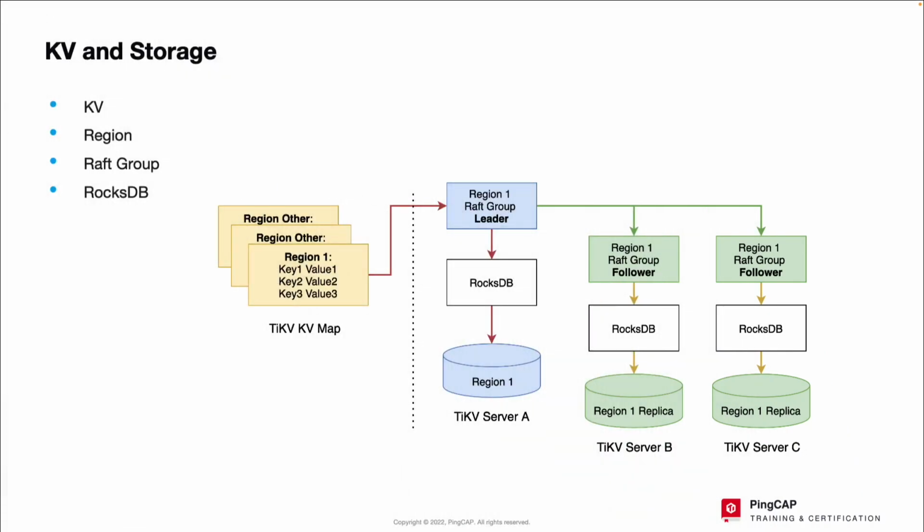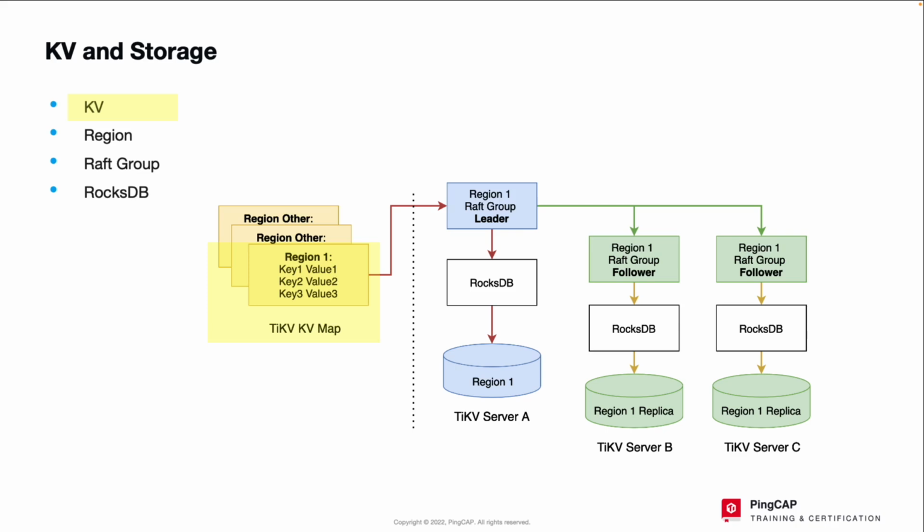We have learned that TiKV is a key value model. TiKV provides an order traverse method. Key value pairs in the map are ordered according to the binary order of the key, meaning you can seek the position of the key and then continuously call the next method to get the larger key in the increasing order. In order to implement horizontal scaling, storage data will be spread across multiple nodes.